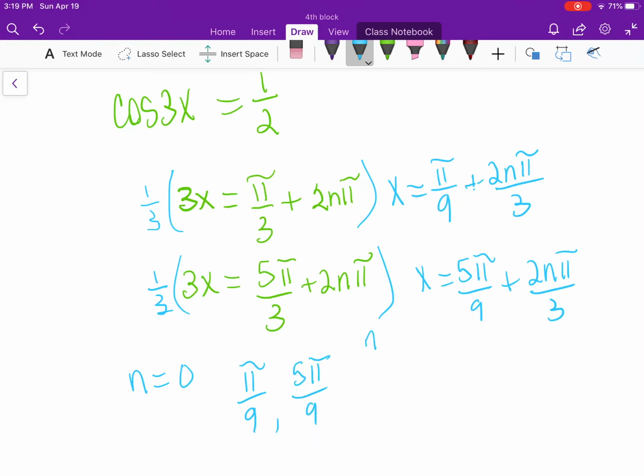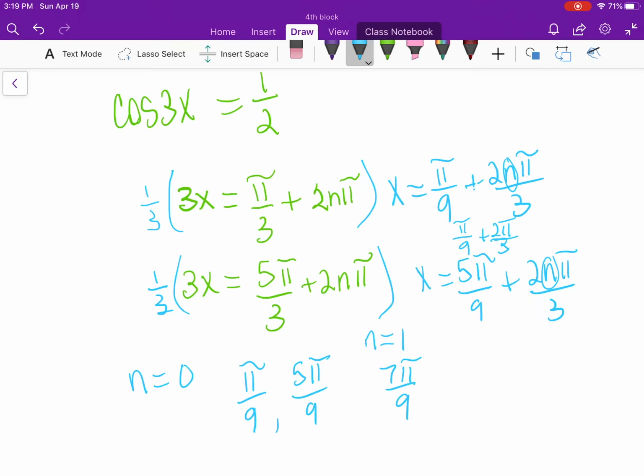Okay, when n is equal to 1, then that's going to mean that this is 1 and that's 1. So that's going to make this pi over 9 plus 2 pi over 3. Well, 2 pi over 3 would be what, 6 pi over 9 when we want to get a common denominator? So 6 pi over 9 plus pi over 9 is 7 pi over 9.